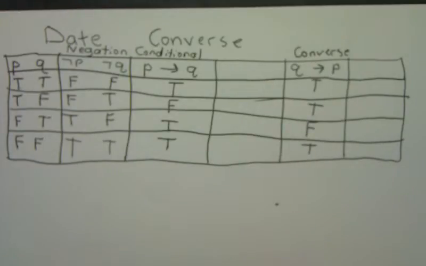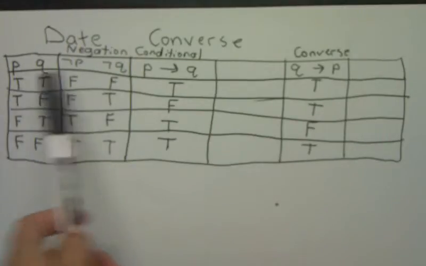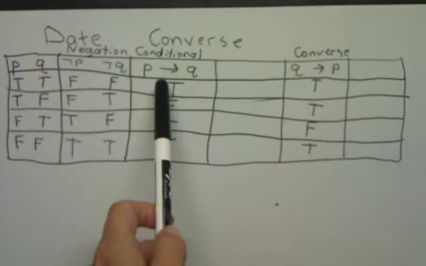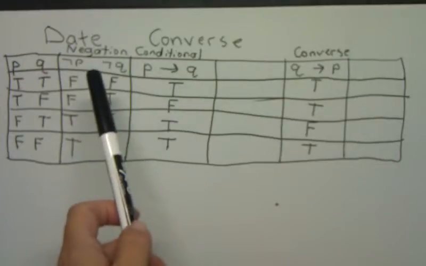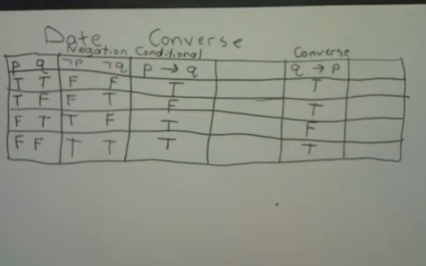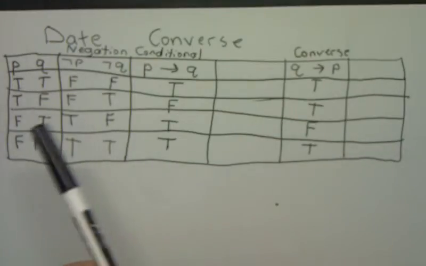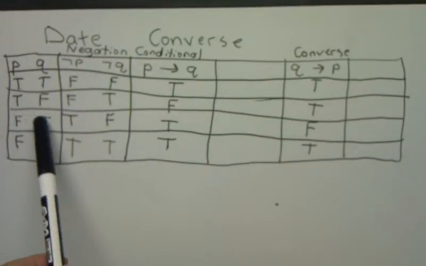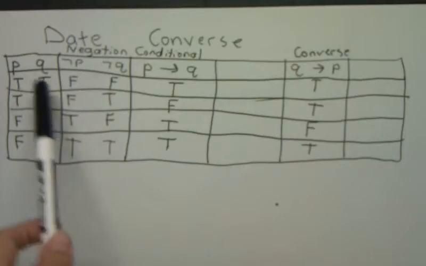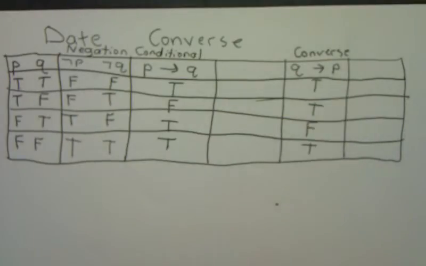For example, if I said, if today is Monday, then tomorrow is Tuesday. Today is Monday, that's true. Then tomorrow is Tuesday. That's true. True to true, so my conditional is true. Now my converse, I have to turn them around. So if tomorrow is Tuesday, that's true, then today is Monday. That's true. They're both true, so my converse is true as well.